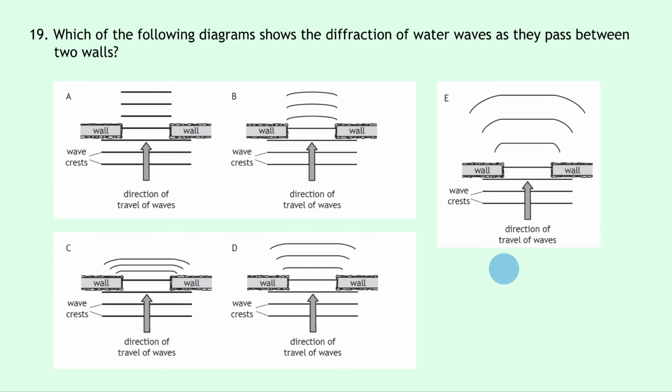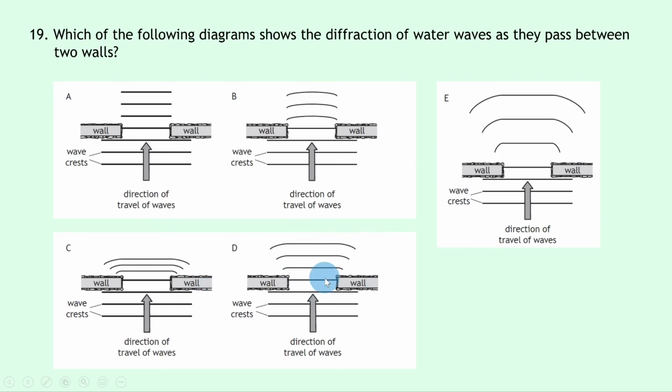The second thing we should be aware of for diffraction diagrams is that when waves pass through a gap, they're going to bend at the edges. So we sort of have the straight part of the wave continuing, but then we're going to have bending around the edges. So we can eliminate option A there because they're not bending at the edges. For B, you can see that they're actually bending the whole way across the wave, which isn't what happens. You should have a straight part with the edges bending.